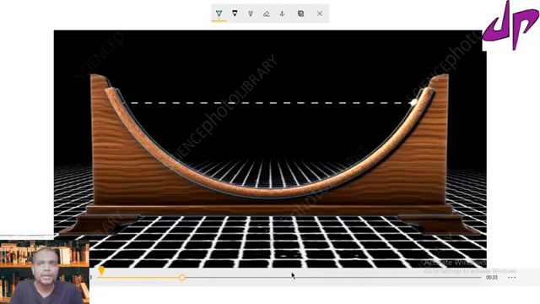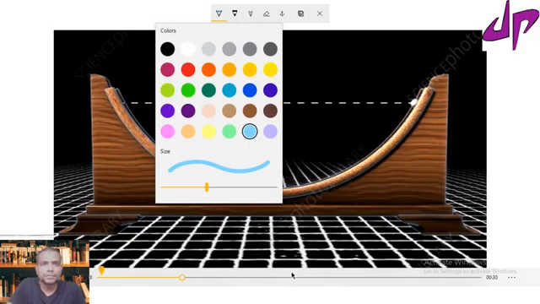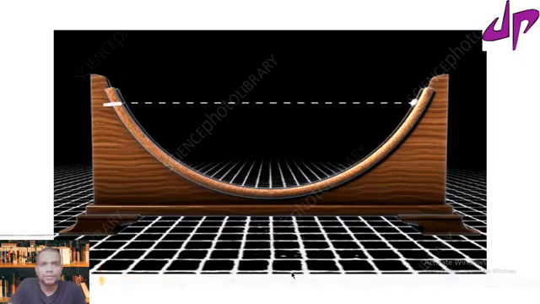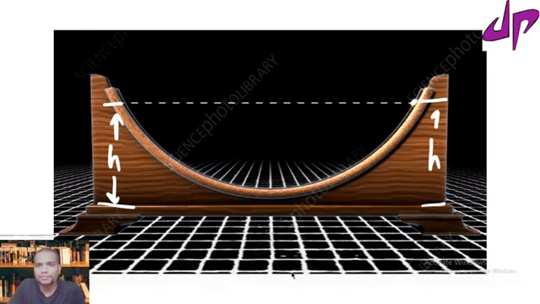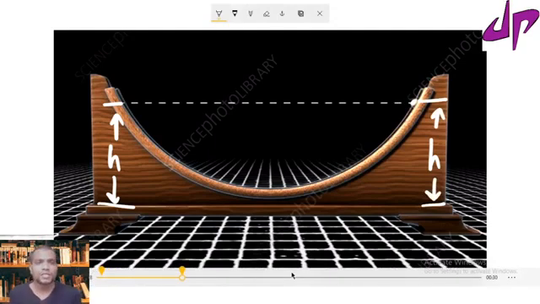Now if you make a clear observation, the ball's height from here to here is h. When the ball went to the other side, it also reaches the same height h. So this is the first observation made by Galileo.